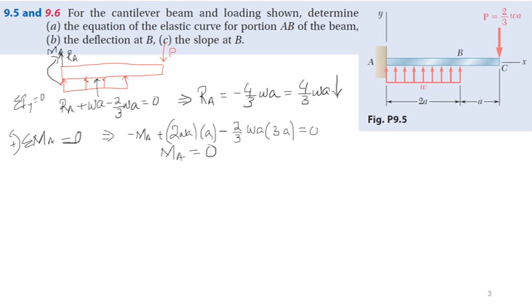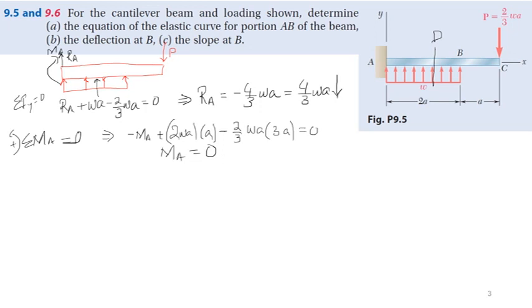So now we know the reaction. We have to develop the equation of elastic curve for portion AB. So for the equation of elastic curve, let me take a section between A and B, and let's call this section D.